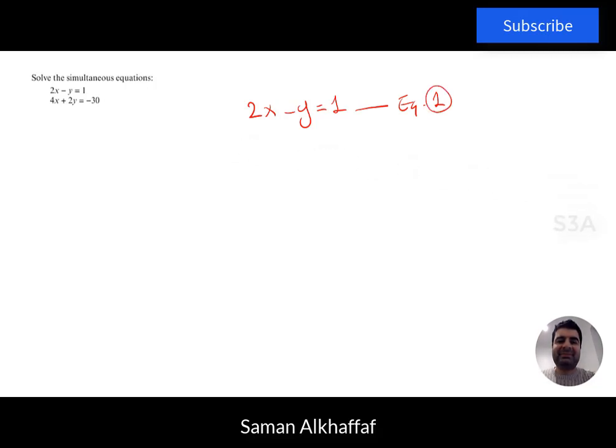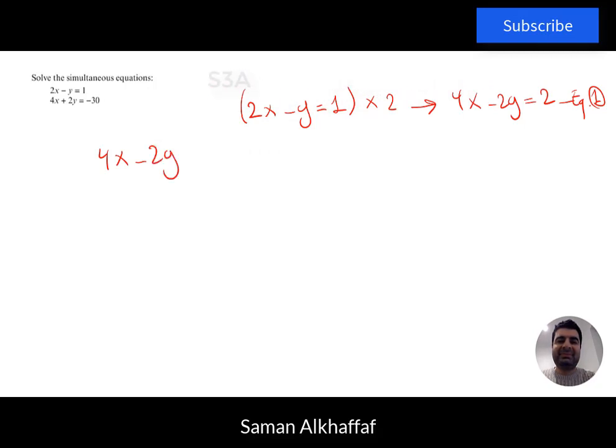And if we multiply this equation by 2, that can eliminate the y. So what we will do here, we multiply both sides by 2, so that will give us 4x minus 2y equal 2, and this will be our equation. Now we have 4x minus 2y equal 2, and the second equation is 4x plus 2y equal minus 30.